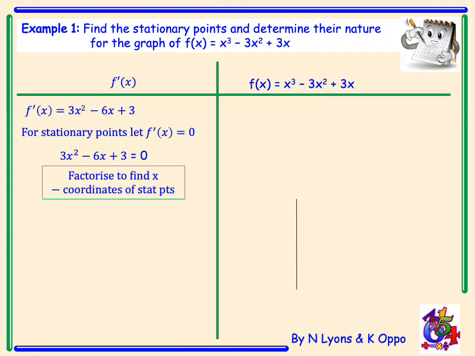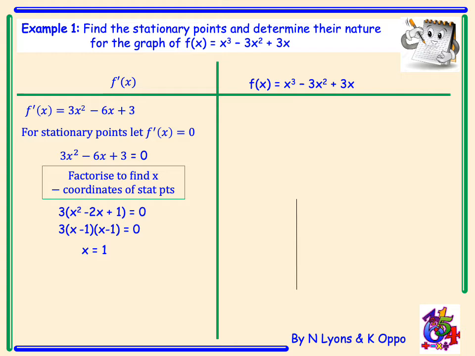And we have to factorise this to find the x coordinates of the stationary points. So to make life easier, I'll take out a common factor of 3. That gives me 3 times x squared minus 2x plus 1 equals 0. So now I have to factorise the x squared minus 2x plus 1. And that gives me 3 times x minus 1 equals 0. When I solve this, that gives me a stationary point at x equals 1.